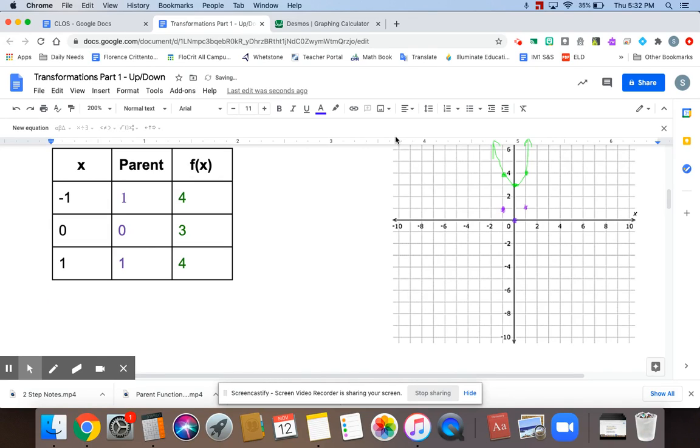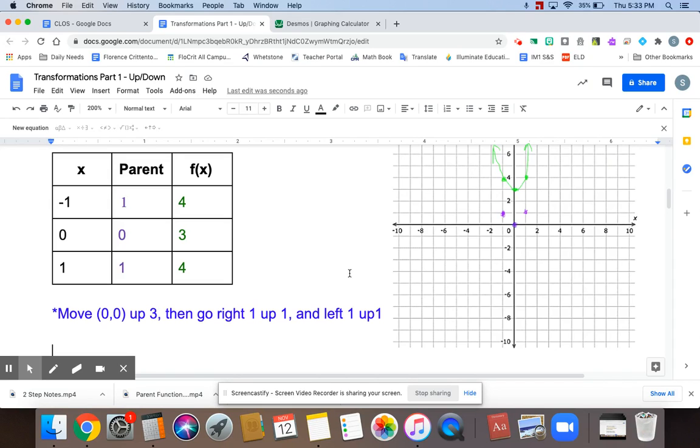So again, move the 0, 0, the vertex, up 3. Then go right 1, up 1, and left 1, up 1. And then you make your shape.